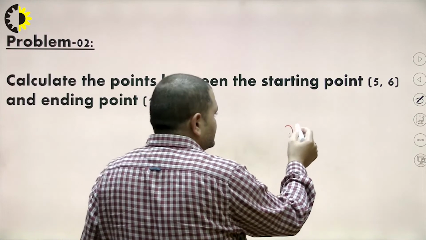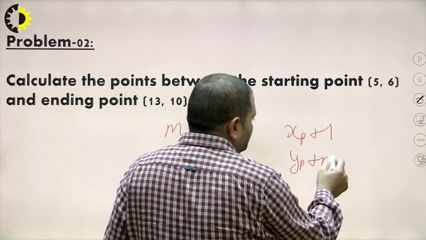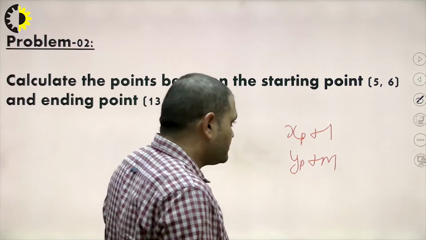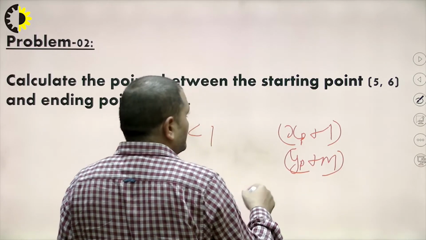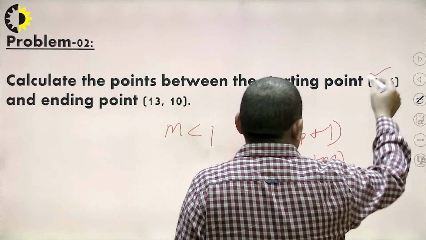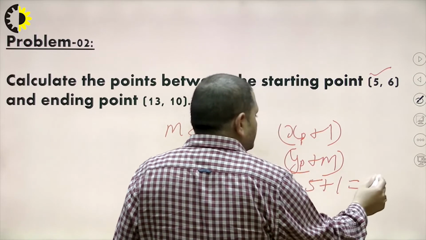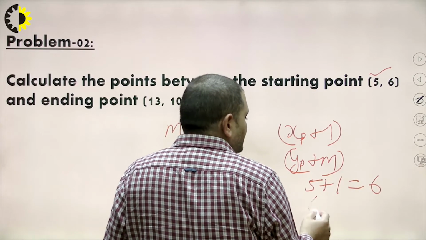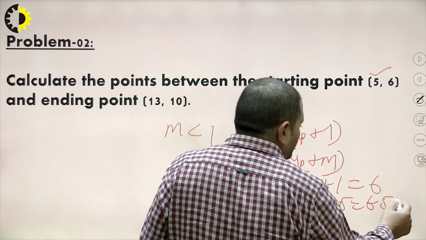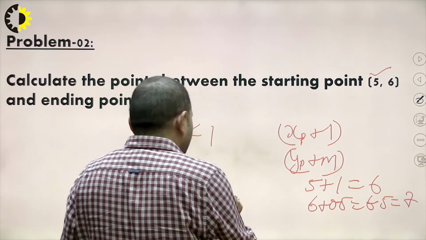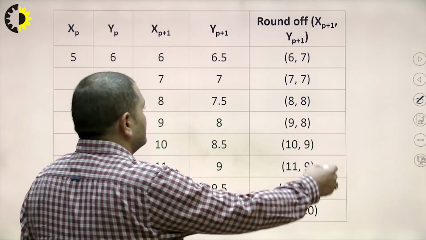We have to take x p plus 1 and y p plus m, and round off the value. So what was the initial starting point here? The initial starting point is y. So 5 plus 1 equals 6, and for y it is 6 plus the value of slope, 0.5, that is 6.5. Rounding off we will get 7. So the next points are 6 and 7. You can see in the table here, 6, 7 are the next points.